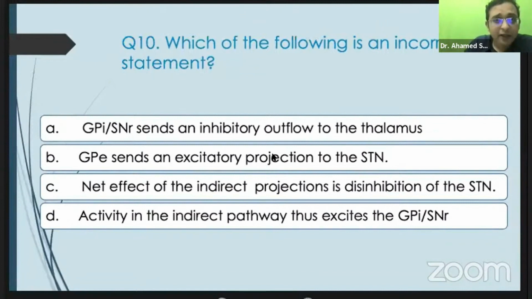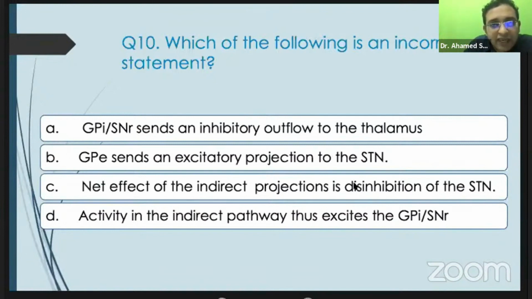Second statement: globus pallidus externa sends an excitatory projection to subthalamic nucleus. Globus pallidus externa, yes, that is on the right side. Excitatory projection to subthalamic nucleus? No, it is actually inhibitory. That side also was actually red only, GABA. So that is the wrong answer.